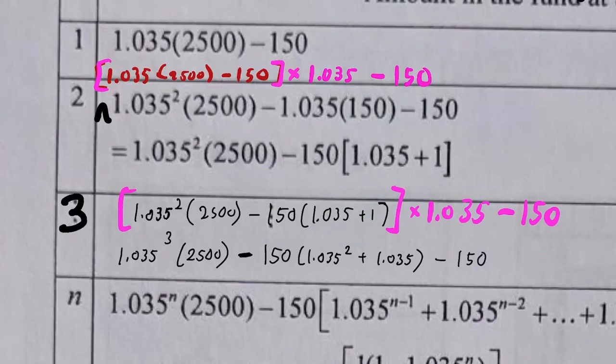You realize, same procedure as before. You got minus 150 here, minus 150 there. Minus 150 here, minus 150 there. What can we do?